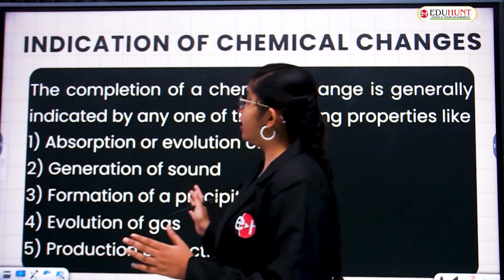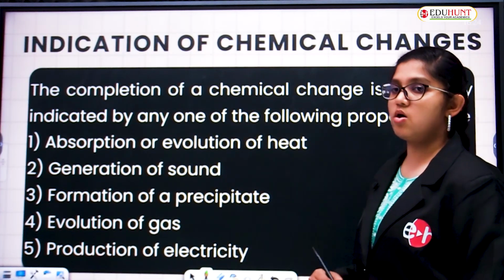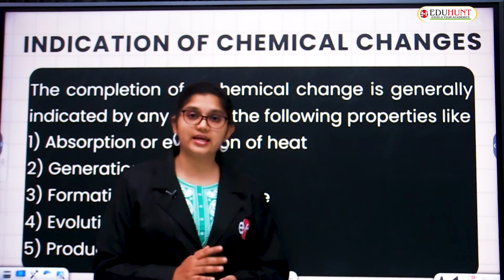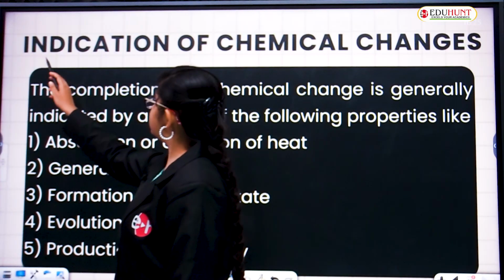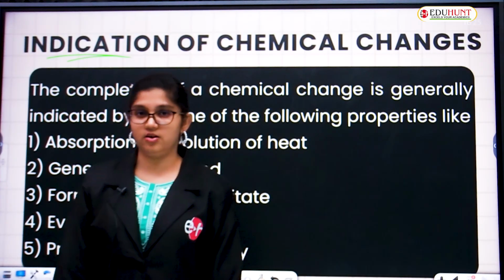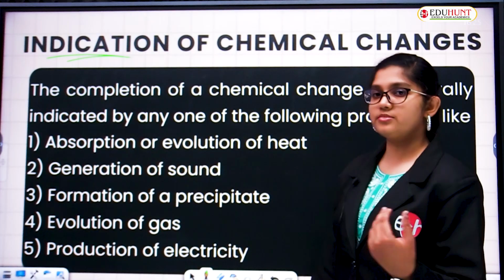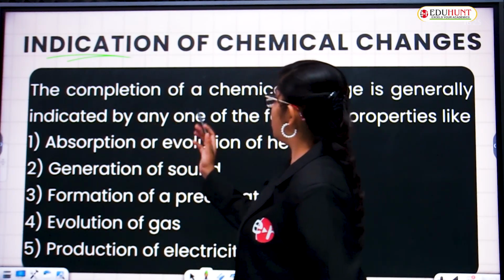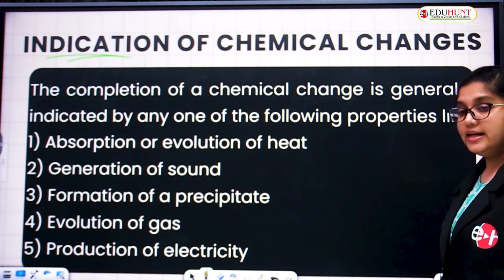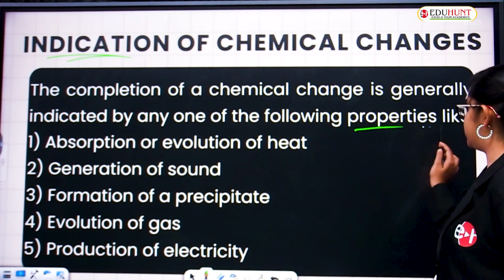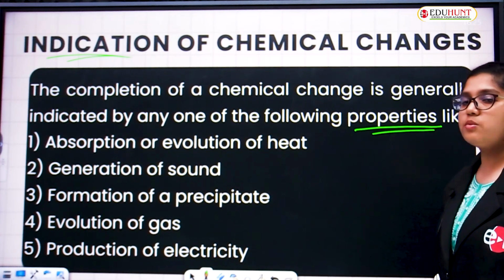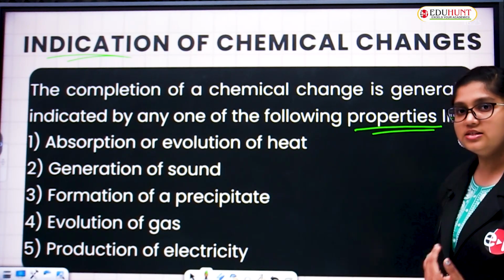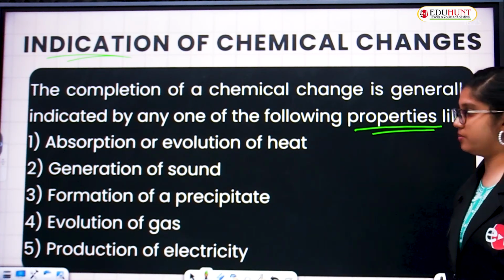Okay, now we have indications of chemical changes. Chemical change avvadaniki ante ayindi ani teliyadaniki what are the indications, మనం ఏం చూడాలి బాగా, to observe it as a chemical change. Okay, now we have here the points. The completion of chemical change is generally indicated by any one of the following properties. Okay, so chemical change occur ayindi, complete ayindi ani తెలియడానికి మనం ఏదైనా అబ్జర్వేషన్ ఉండాలి కదా. So we have 5 such points. Let's see what's that.